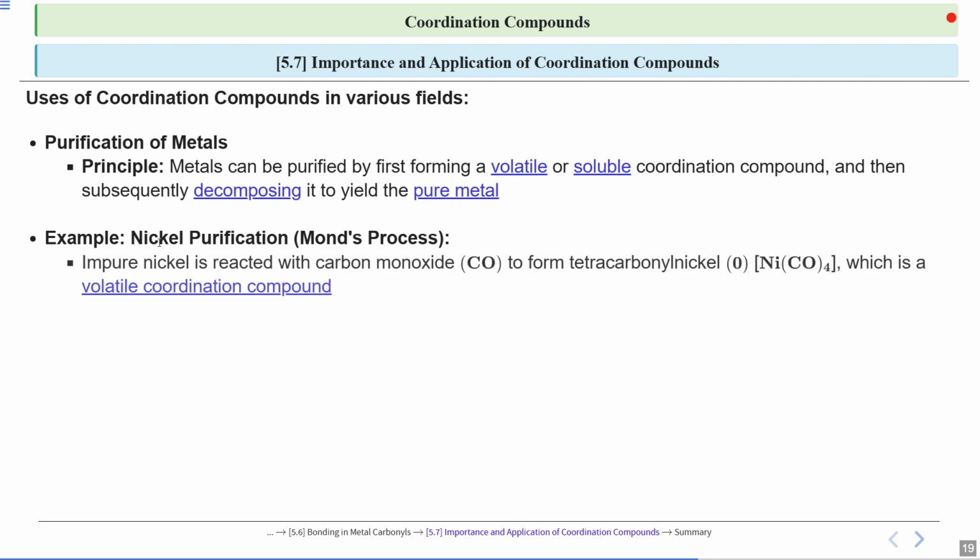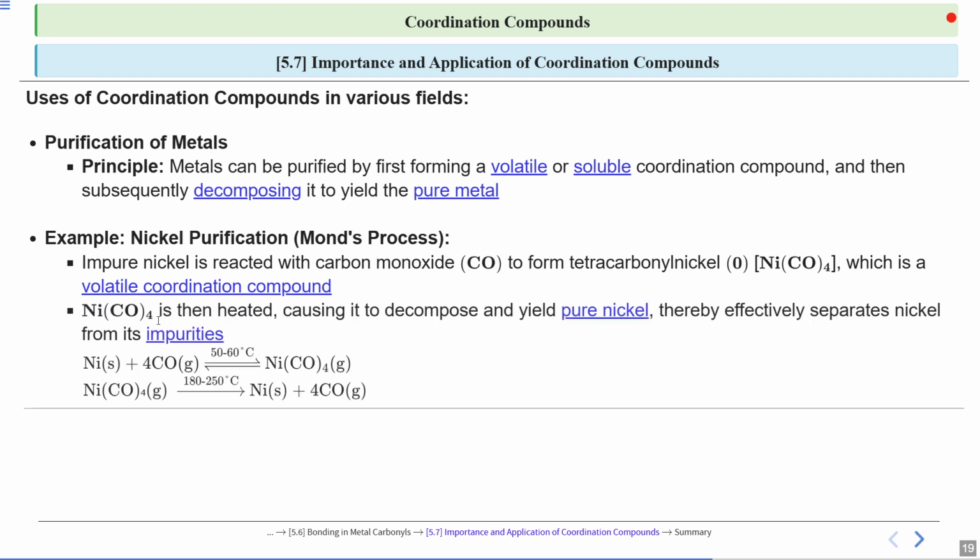Here, the impure nickel is going to be reacted with carbon monoxide to form tetracarbonylnickel(0), which is again a metal carbonyl we just have studied, right? Ni(CO)4. So we take the impure nickel and react it with carbon monoxide to form this tetracarbonylnickel(0) metal carbonyl complex, which is a volatile coordination compound. Now this tetracarbonylnickel is then heated, causing it to decompose and yield the pure nickel. Volatile means it can easily be converted to vapor.